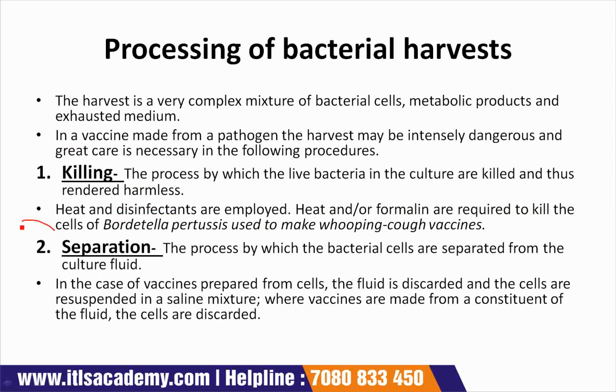Our next process of bacterial harvest is separation. Separation is the process by which the bacterial cells are separated from the culture fluid. Centrifugation using either a batch or continuous flow process is commonly used, but precipitation of the cells by reducing the pH is an alternative.